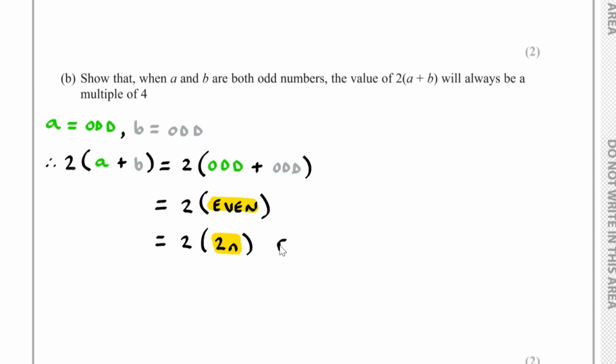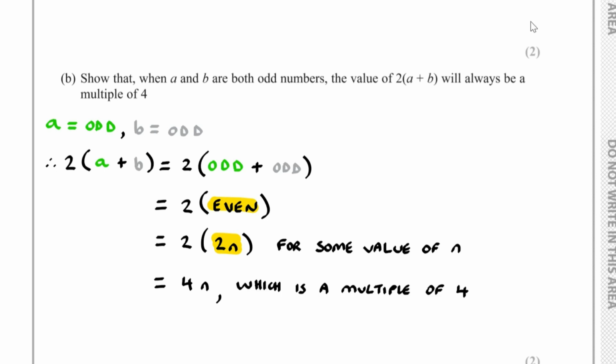For some value of n. So this is the same as 4n, and therefore the 4n is a multiple of 4.